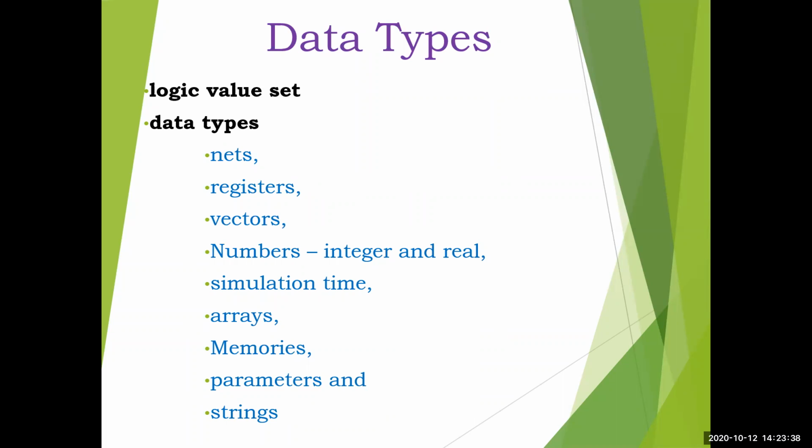Then these are the data types we have in Verilog: nets, registers, vectors, numbers, which are integer and real, simulation time, arrays, memories, parameters, and strings. Out of these, the first three, the nets, registers, and their vector form, will be used frequently in our programming and in our curriculum also. The remaining will be used, but not that frequently, so we'll consider them in the second part. We'll first see the logic value set.